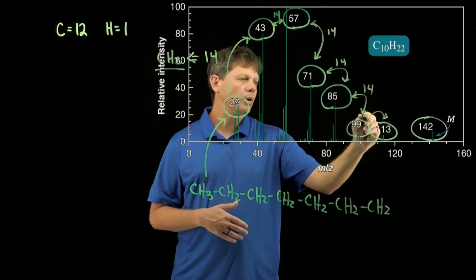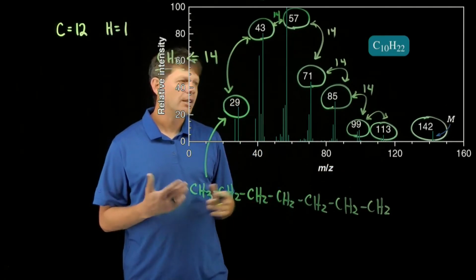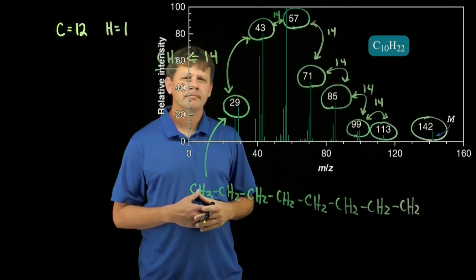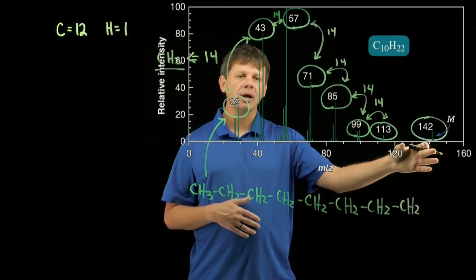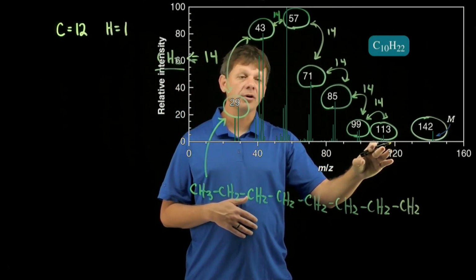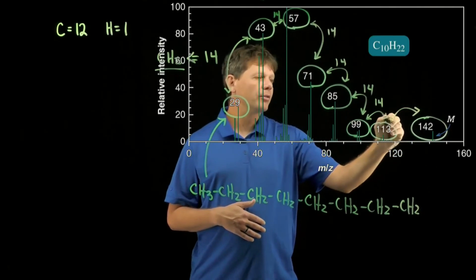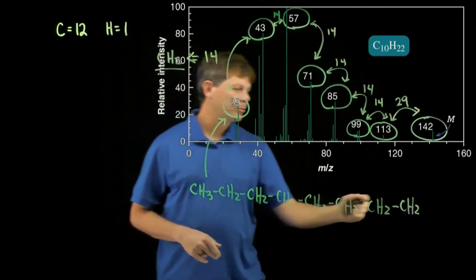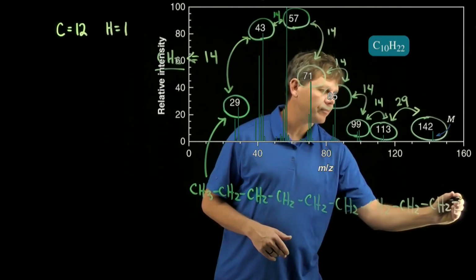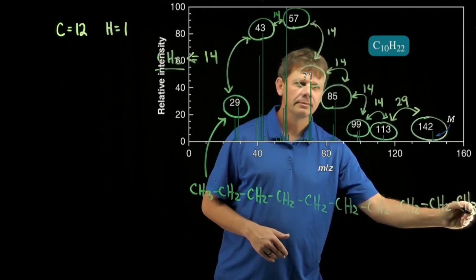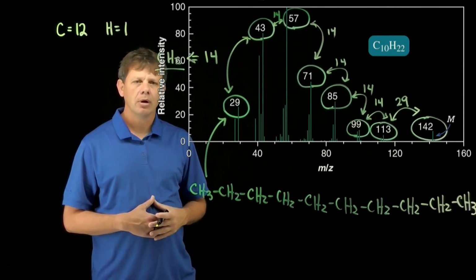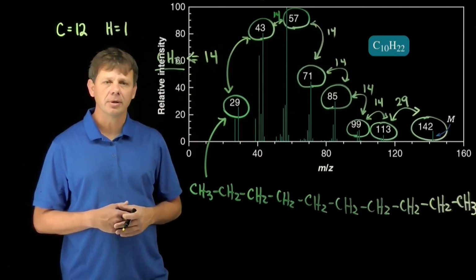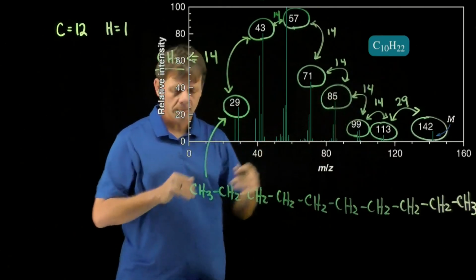From 99 to 113, another 14, another CH2. And now to get from 113 to 142, that's another difference of 29, which we started was our ethyl group. So we're going to have another CH2CH3. Just barely kept it on the screen. This is the structure, the constitutional isomer that is represented by the spectrum shown.